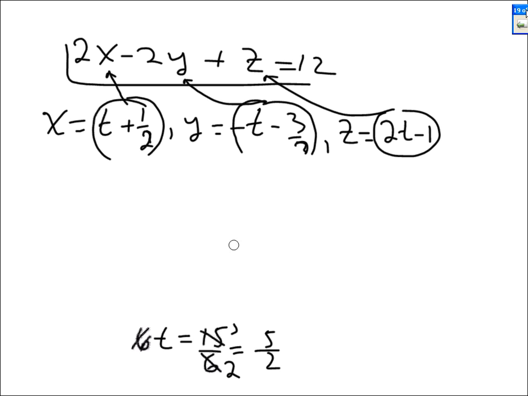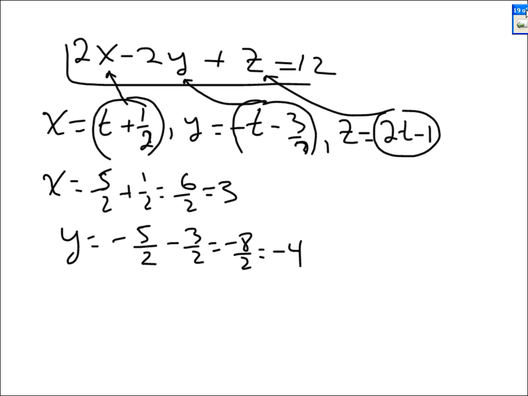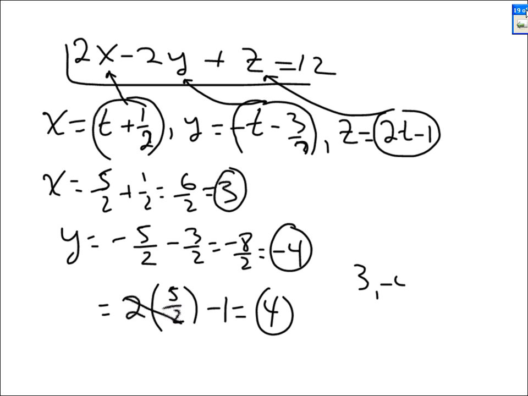And now I can find the point of intersection. X is equal to t plus a half, which is 6 halves, which is 3. Y is equal to negative 5 halves minus 3 halves, which is negative 8 halves, which is negative 4. And z is equal to 2 times 5 halves, which is 5, minus 1. It's 4. 3, negative 4, 4. X, Y, Z. That's where the line and the plane intersect. They intersect at a point.